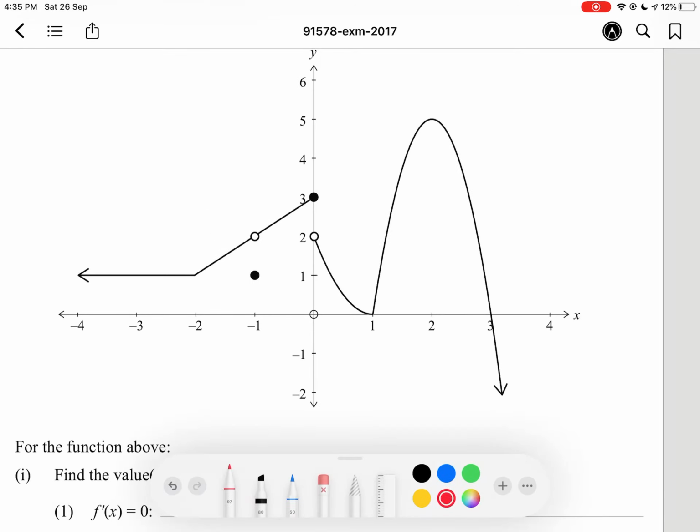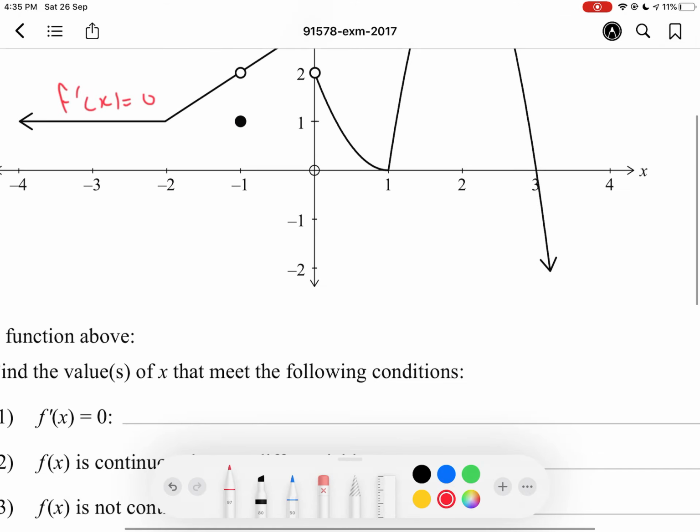So as you can see here, for the parabola, we have our stationary point here. So that's a turning point, so our gradient equals 0, so this is our f dash of x equals 0. And as well as the straight line here, the straight line here is horizontal, therefore here f dash of x also equals 0. So in terms of the boundaries, we can just say that x equals 2 and x is less than negative 2.